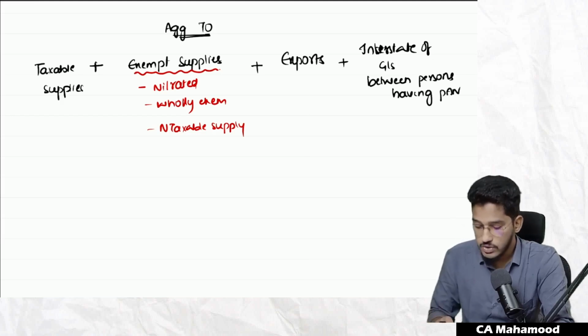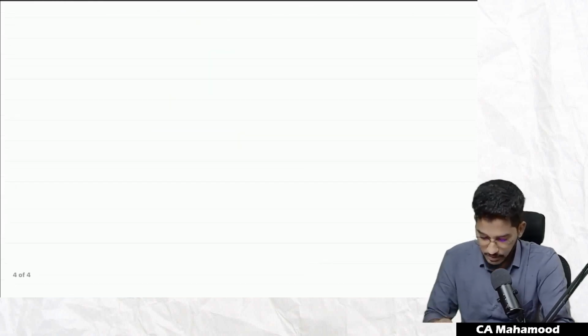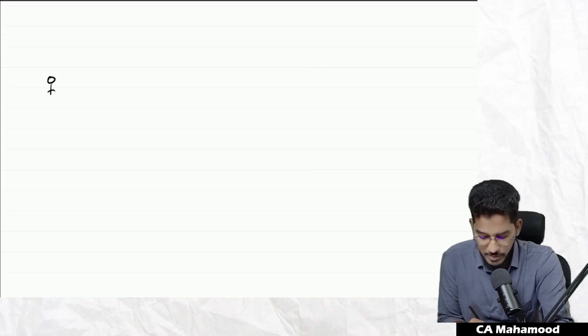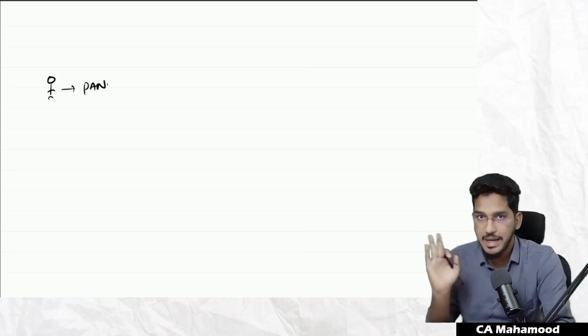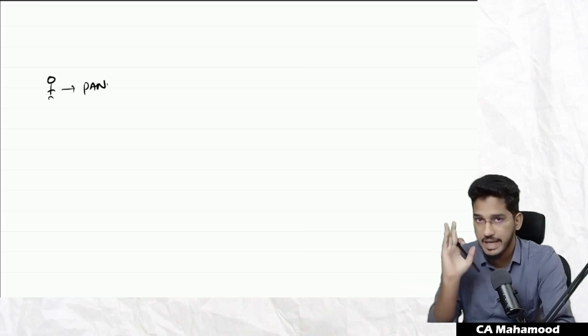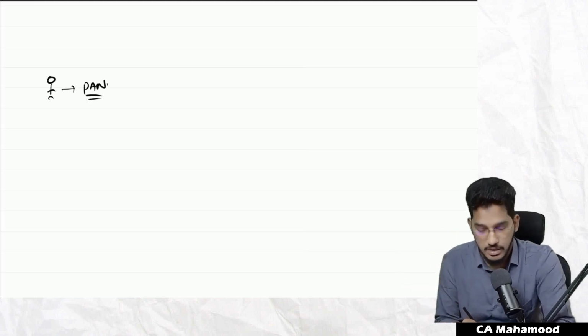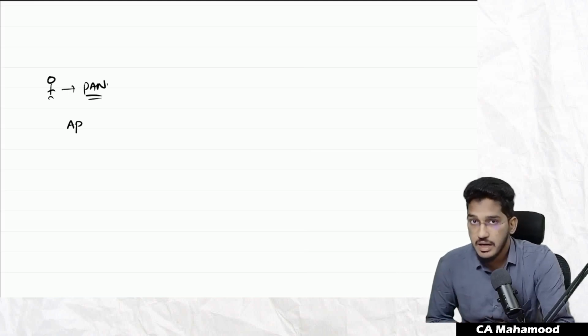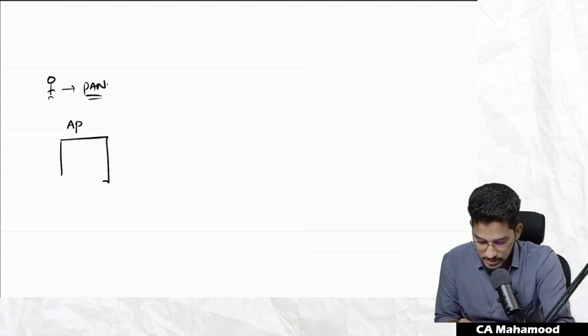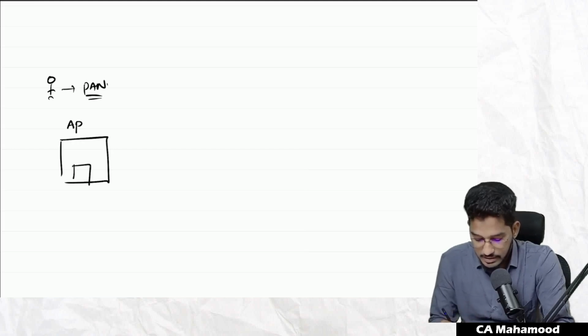So let us focus on this last point. What are these interstate supplies? Very simple, guys. Assume I'm a businessman. I'm having a PAN. I have a PAN card, no? PAN card, which is given by the income tax department. So you will have a PAN card. I am having a business in Andhra Pradesh. I have a place of business in Andhra Pradesh. There is another place of business, for example in Tamil Nadu.